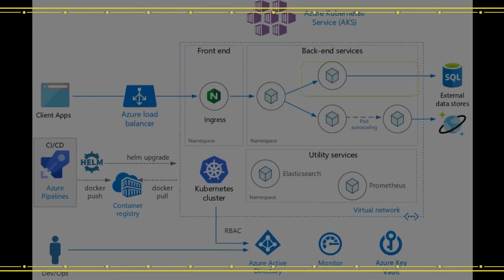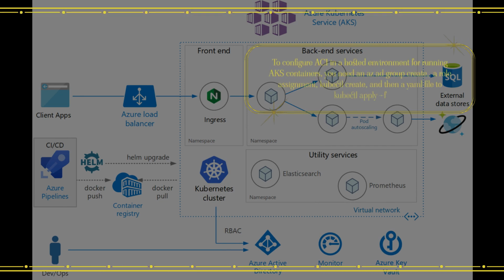To configure ACI in a hosted environment for running AKS containers, you need an az ad group create, a role assignment, kubectl create, and then a YAML file to kubectl apply -f.